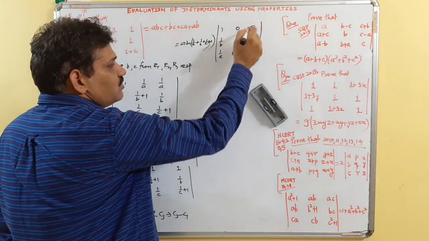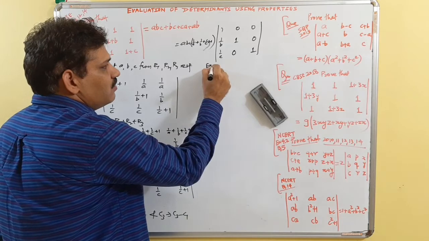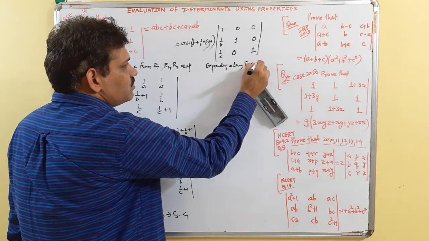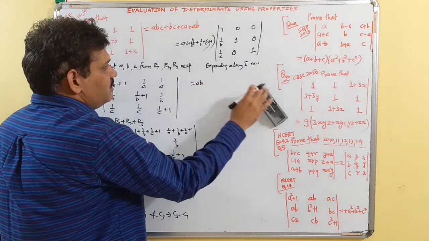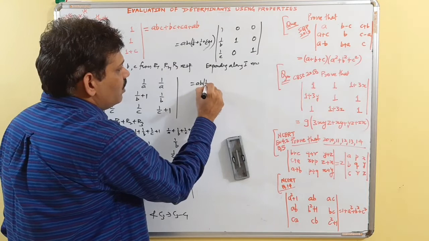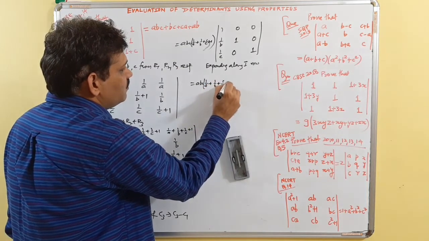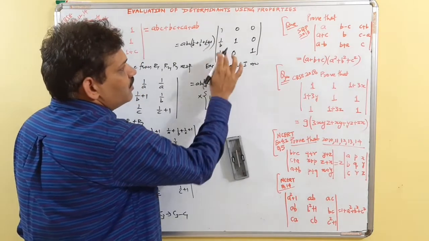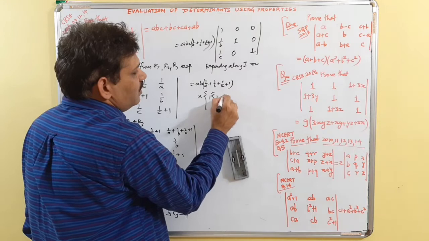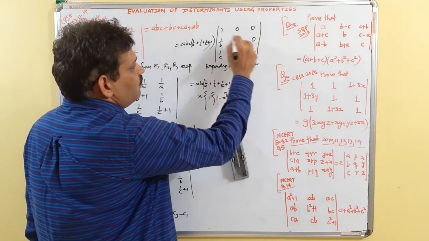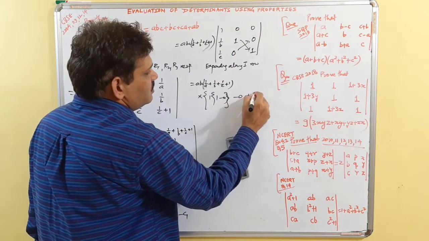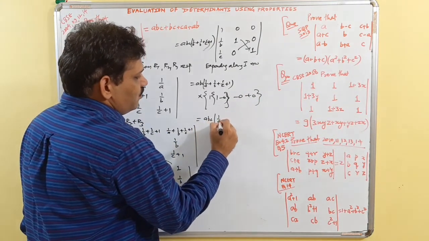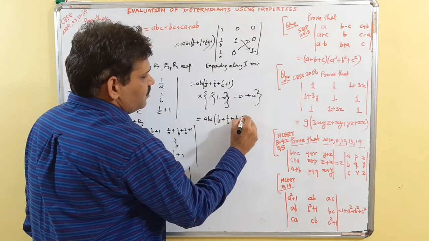Now we have got two zeros in the first row, so expanding along the first row, we get A, B, C into 1 upon A plus 1 upon B plus 1 upon C plus 1 into the value of this determinant, which comes out to be 1 into 1 minus 0, plus 0 minus 0, that is 1. So this is simply A, B, C into 1 upon A plus 1 upon B plus 1 upon C plus 1.